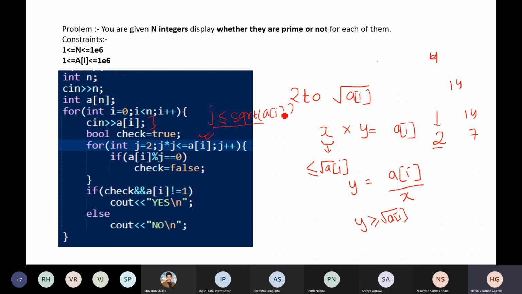So what's the time complexity of this code? That is, how many maximum operations would it be running? Anyone? O of n root n. Not O of n root n, basically O of n root max of ai. In this case it comes out to be O of n root n itself, but it would be O of n root max of ai.